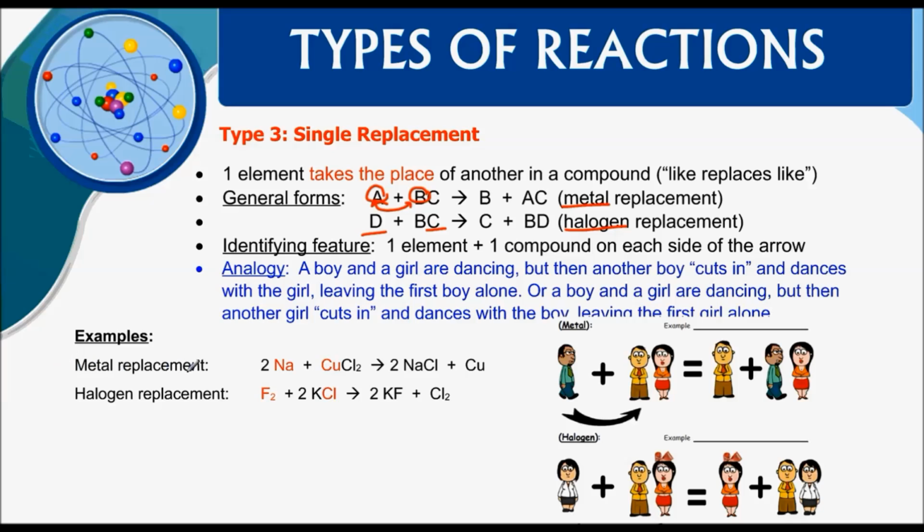So I have an example of the metal replacement. We've got sodium plus copper chloride react to form sodium chloride plus copper. So you can see here that the sodium and the copper switch places because now sodium is with chlorine, not copper. And copper is all by itself. In the next example, I've got the halogen replacement. So we've got fluorine and chlorine switching places so that potassium and fluorine are together and chlorine is by itself. This is called single replacement.